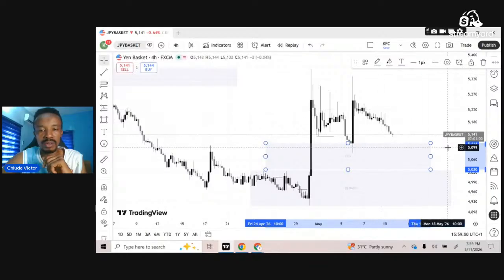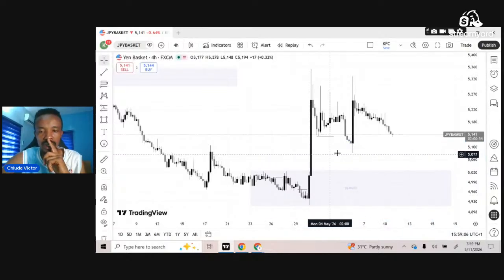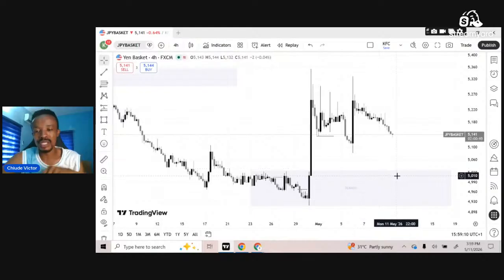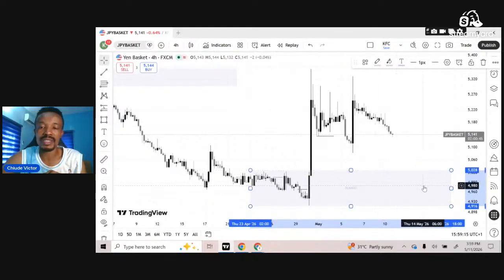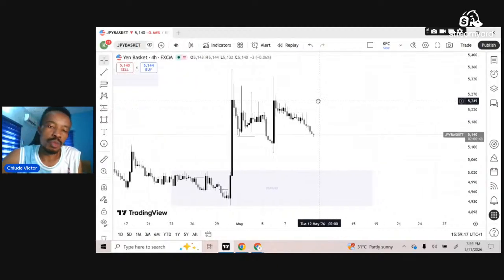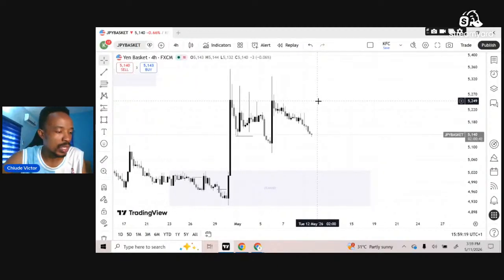Is the fair value gap. Of course, you know what fair value gap is. If you don't know, see some of my videos, it will help you. So it's the fair value gap which helped price, but it's been mitigated, so it's not useful again. But this demand zone has not yet been mitigated, so it will definitely hold price if price gets there. Except it gets mitigated, then we can say it's no longer valid.